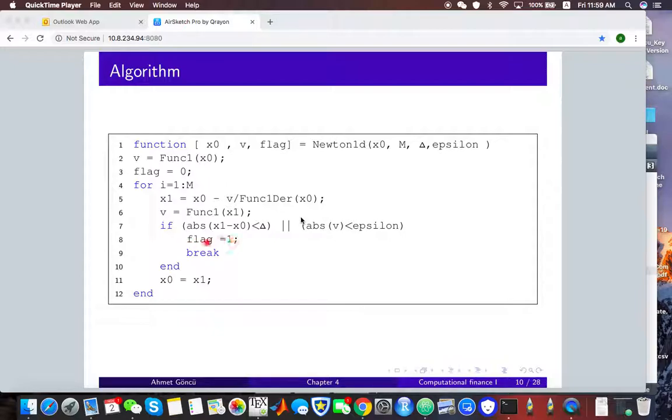algorithm and return this flag to indicate to the user that the convergence criteria has been satisfied, so that the user knows that the number of iterations was sufficient. So this can be used as a sample code for you.